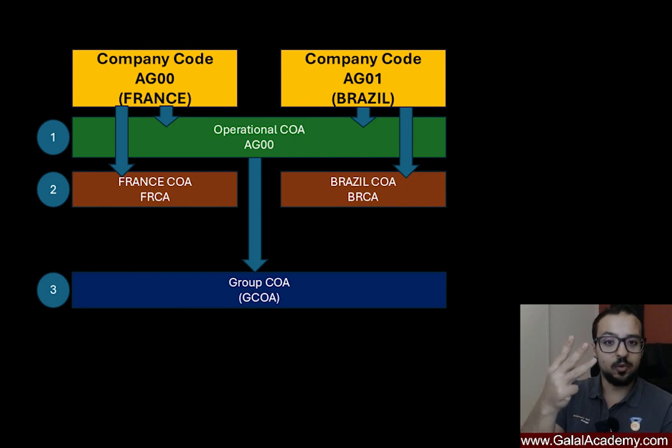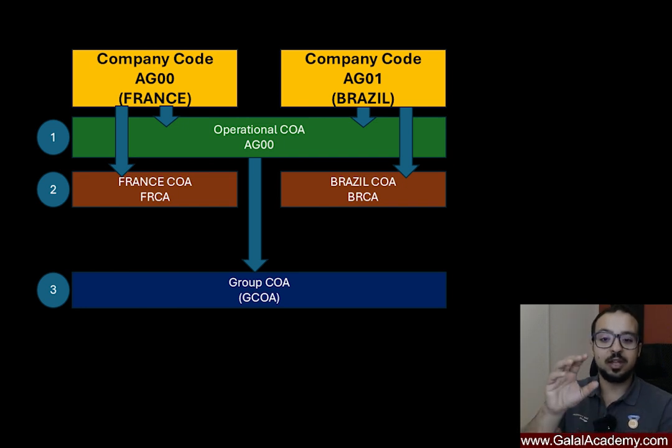The third type of chart of accounts is the group chart of account, and this is the one that you have in blue here. So this is the one that we use for consolidation. It can be similar to the operational chart of account, or it can be different. So it can have a different structure. In consolidation, sometimes we gather multiple accounts that we use in operations. We gather them all in one account, for example. So consolidation has different requirements, and it has a different specific chart of accounts.